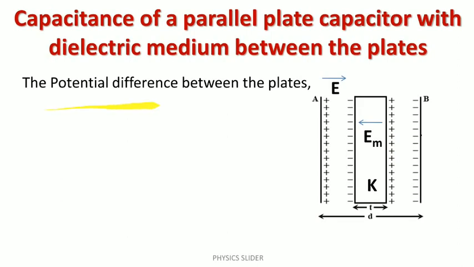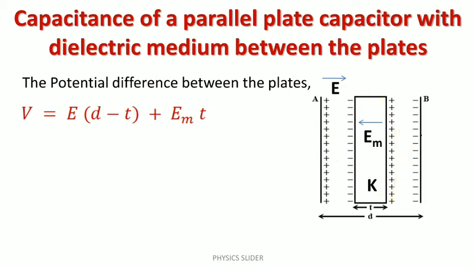The potential difference between the plates, this V is equal to E. E means the electric field in the vacuum into the gap of the vacuum. Vacuum is this and this. This gap will be taken as D minus T. Alright, the gap in vacuum or air will be D minus T. Remove this T and we will have this vacuum and this vacuum.